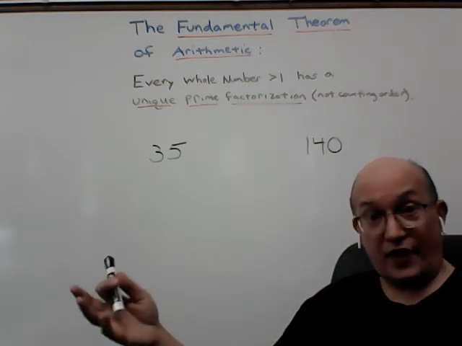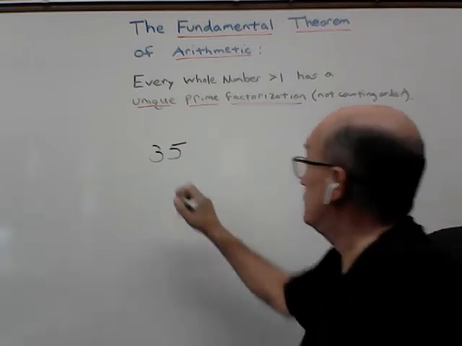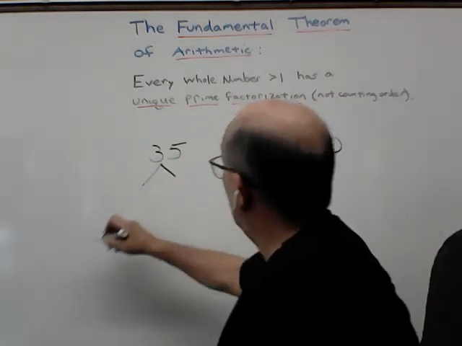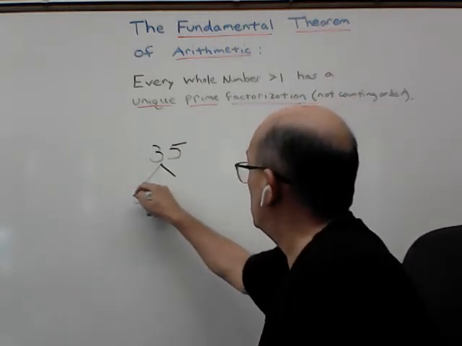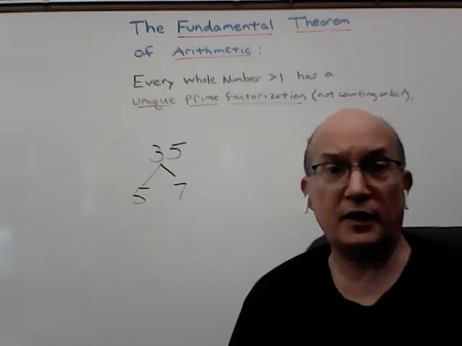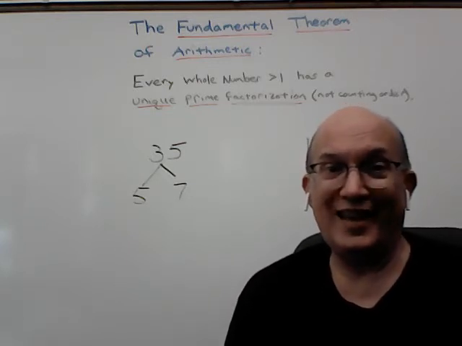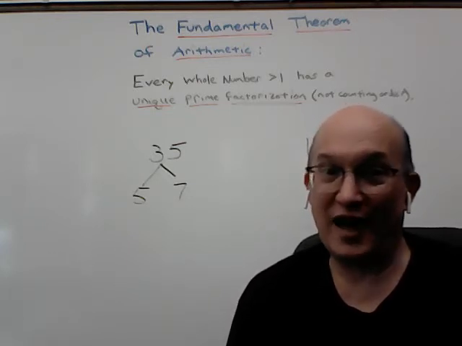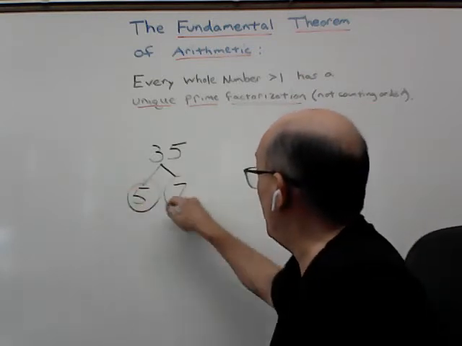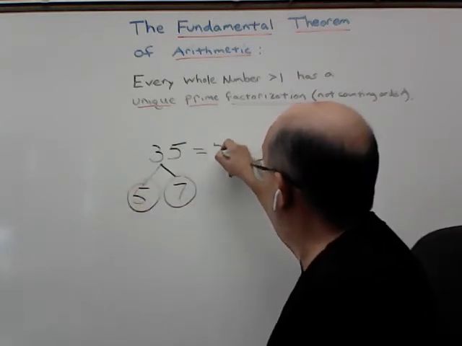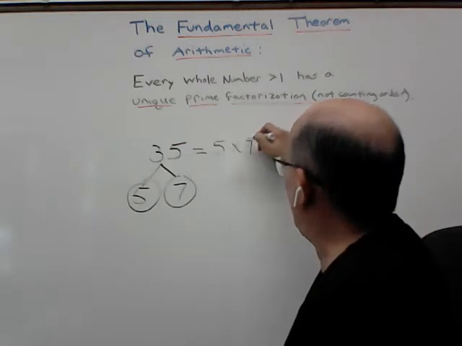You start a factor tree, for example, and you try to think of 2 numbers that multiply to 35. Well, 5 and 7 should immediately come to mind. Well, 5 and 7 are each prime, right? We circle them. We can go back up here and say that 35 is 5 times 7.